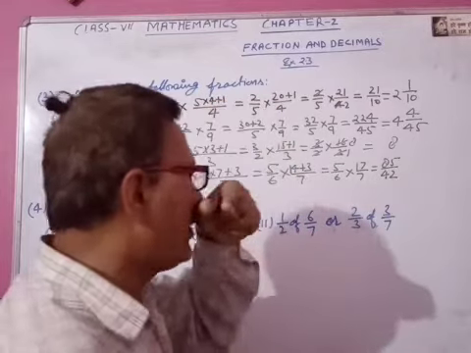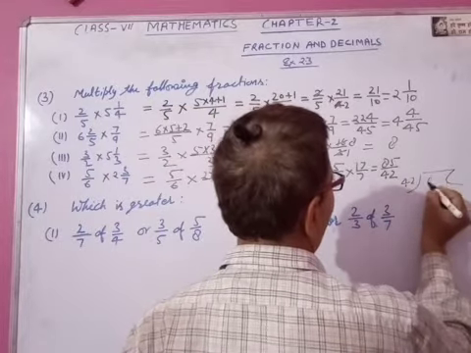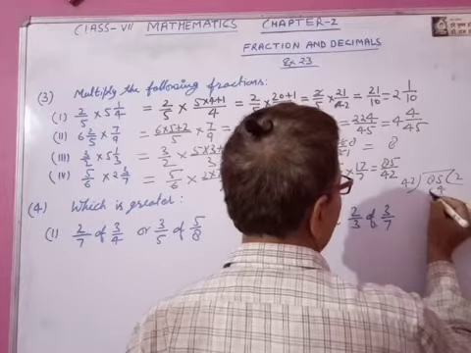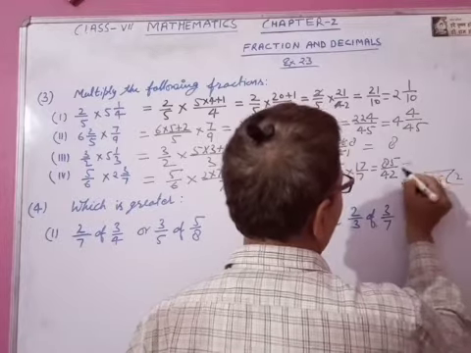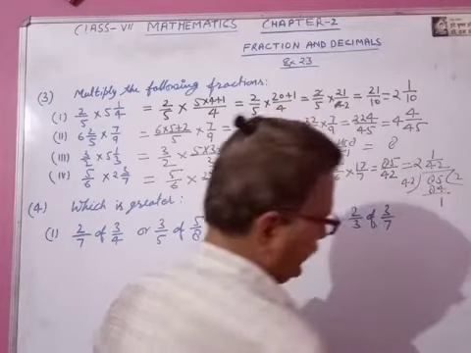Now you will change into a mixed fraction. 42 into 85. 42 2 ja, 2 2 ja 4, 2 4 ja 8. 2 whole 1 upon 42.